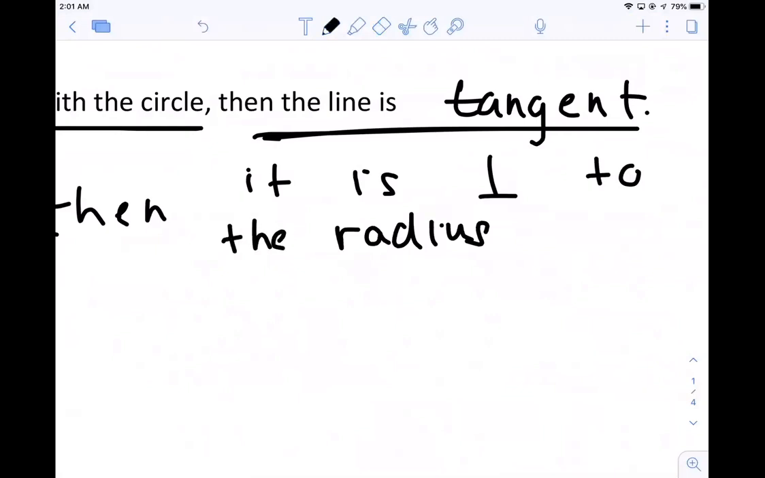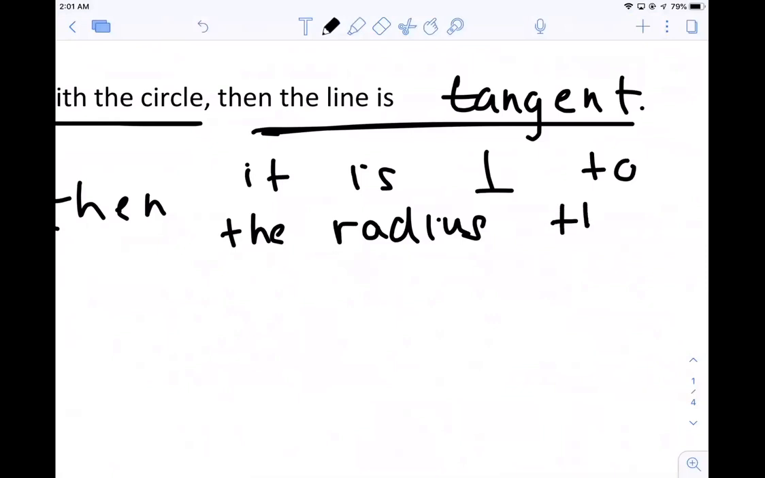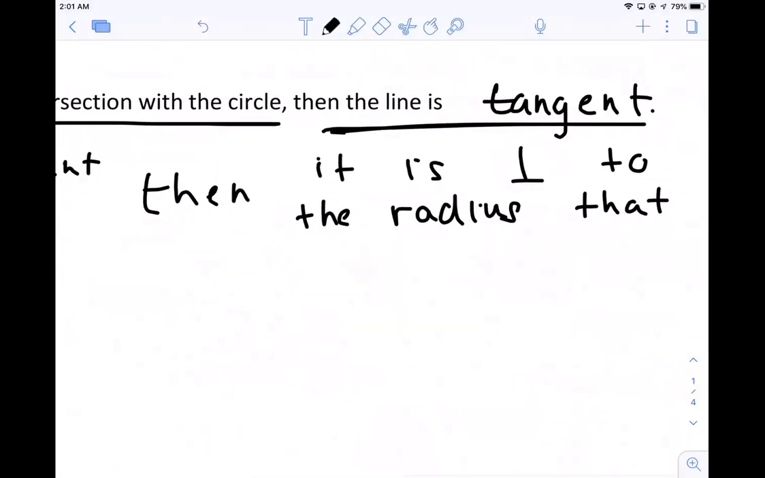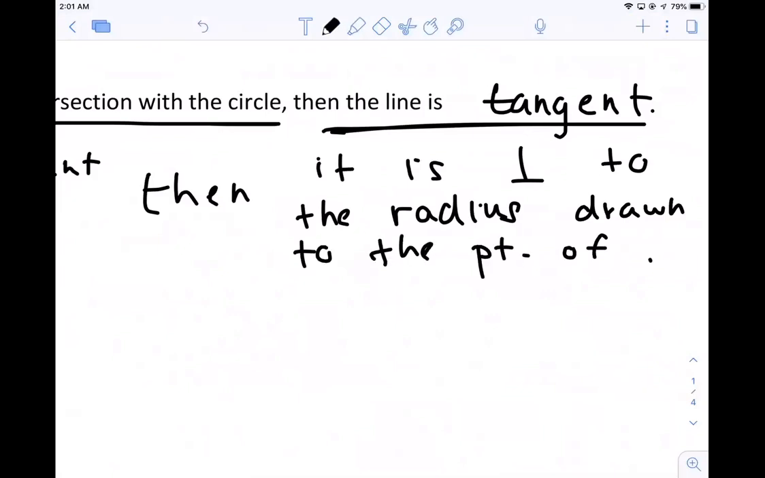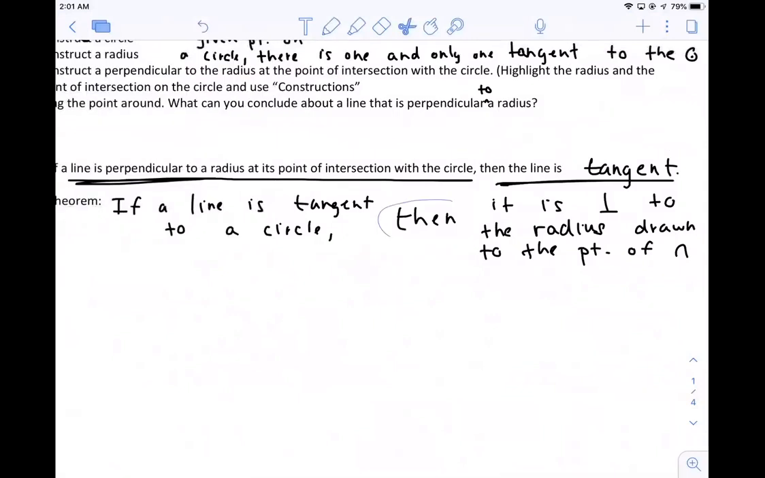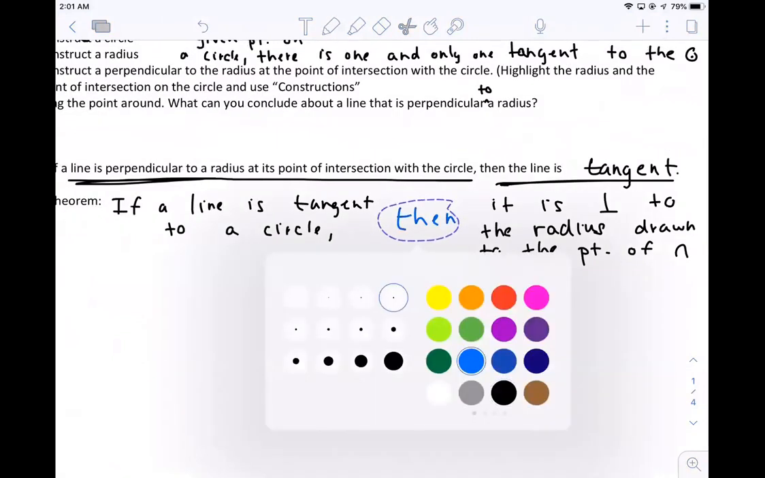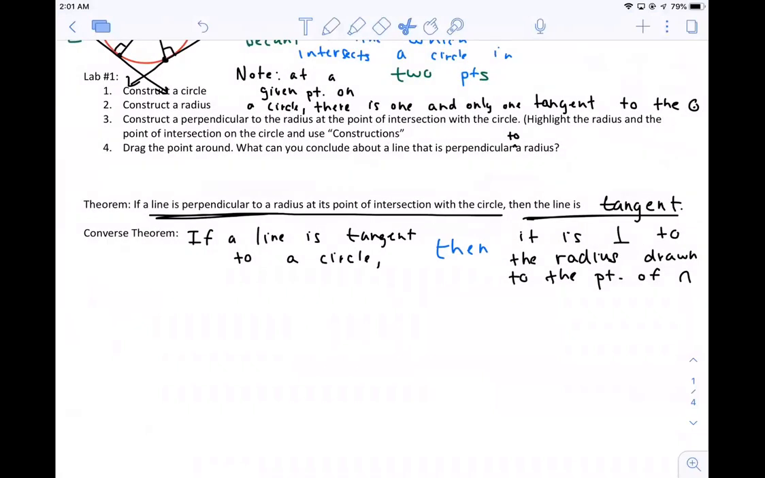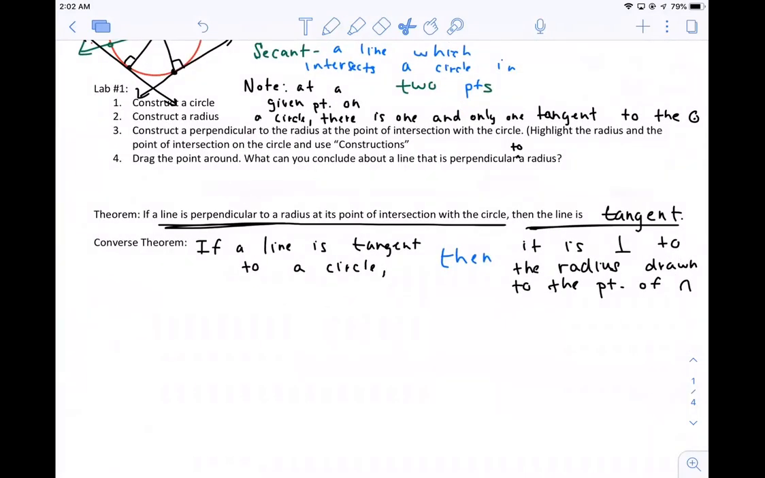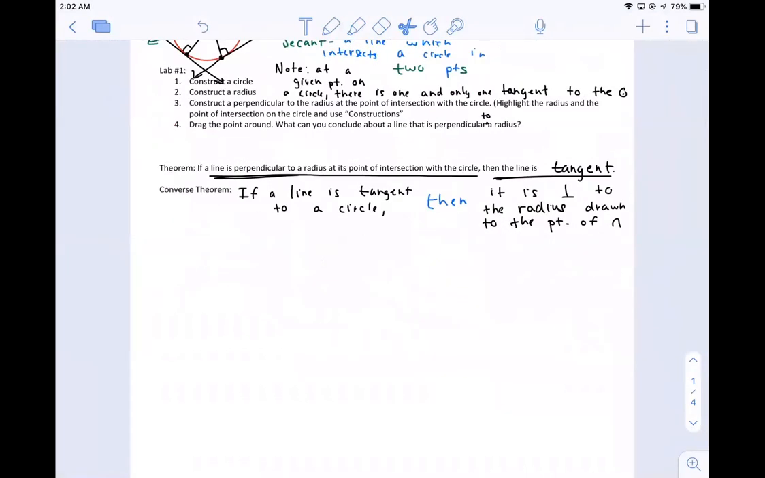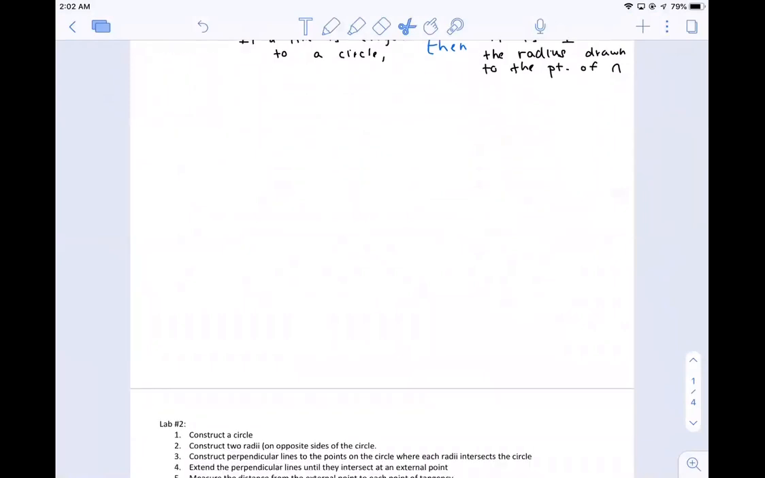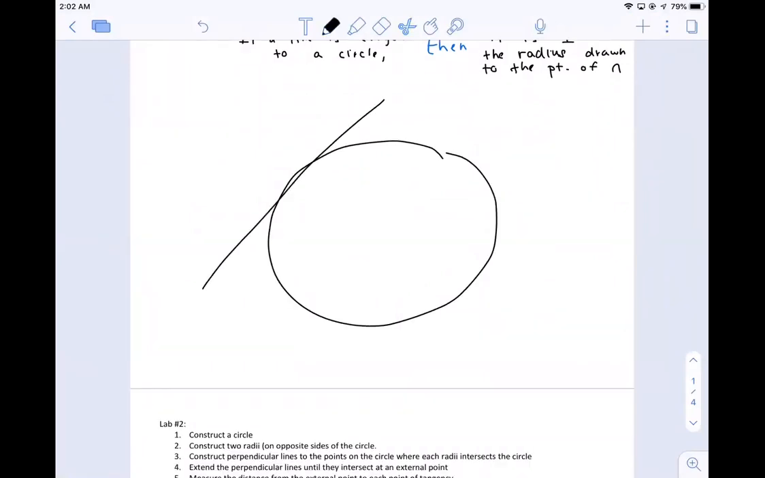So I say it is perpendicular to the radius drawn to the point of intersection. So if a line is tangent to a circle, that tangent line is going to be perpendicular to the radius drawn to the point of intersection. Right? So important theorem, tangent lines are perpendicular to the circle.